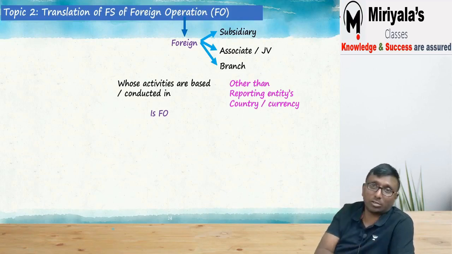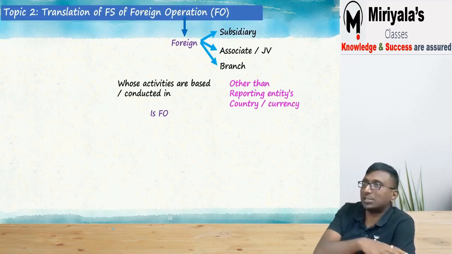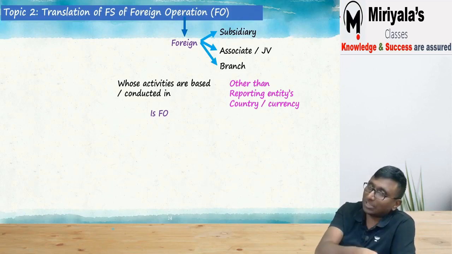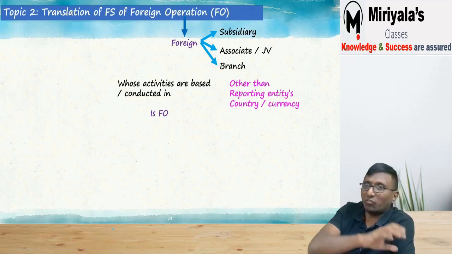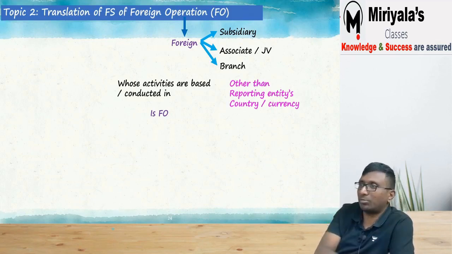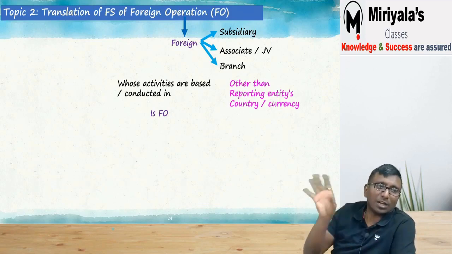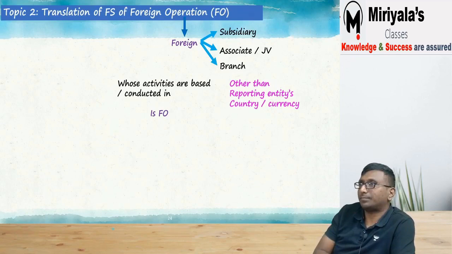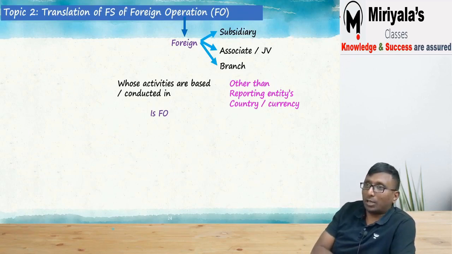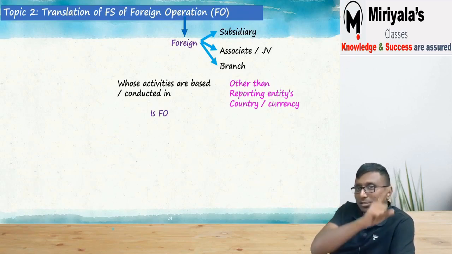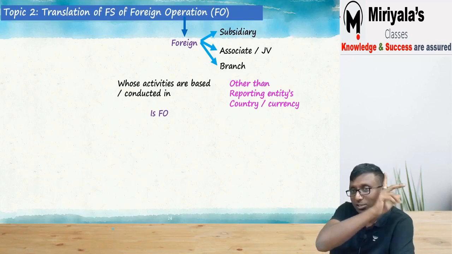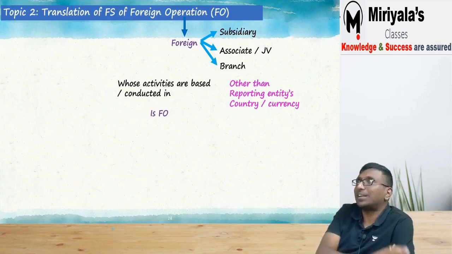Non-integral foreign operation means it does its own job. They manufacture. They fund themselves. They advertise. They fix their own price. Their payments are majorly in dollars. Everything. They are basically independent people. A foreign subsidiary, foreign branch, foreign JV, or foreign associate is independent. They are not dependent on me. Under that circumstance, you have to decide their functional currency separately.